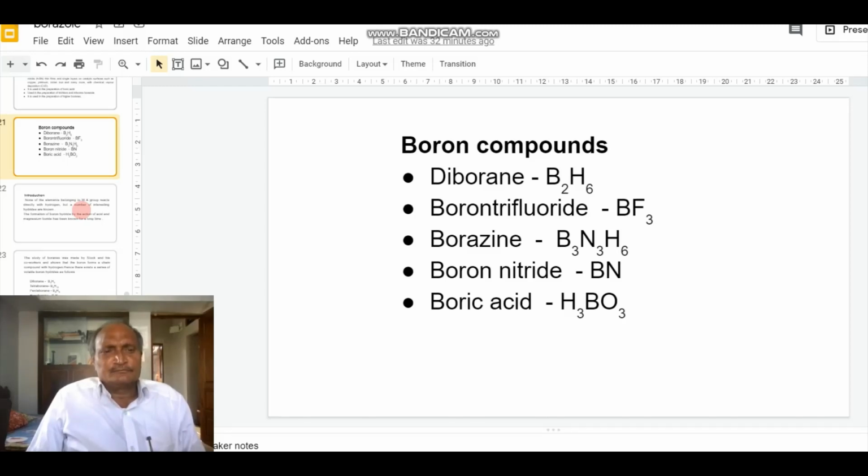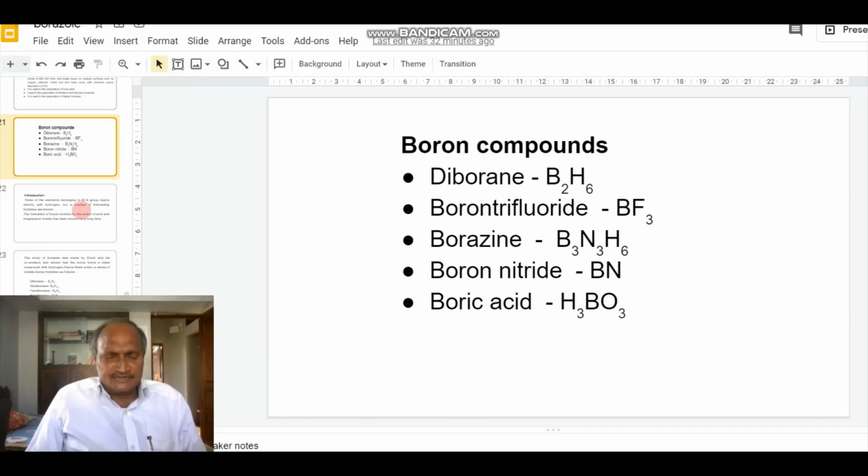Hence, borazine shows an isoelectronic structure as that of benzene, where all the 6 carbon atoms of benzene are replaced by 3 boron atoms and 3 nitrogen atoms. So today I am going to discuss the second compound of boron, that is diborane, B2H6.